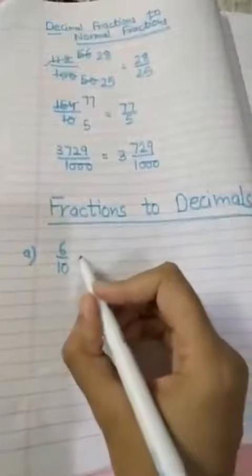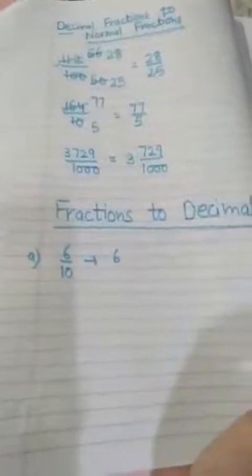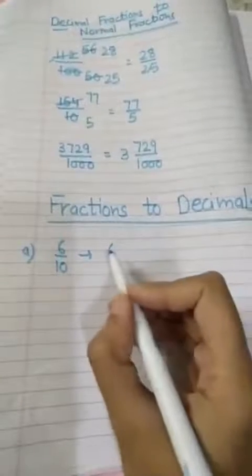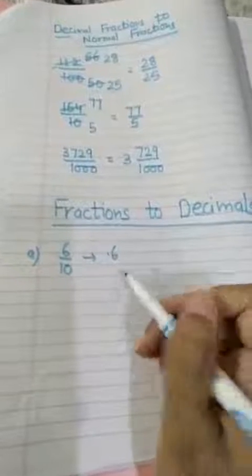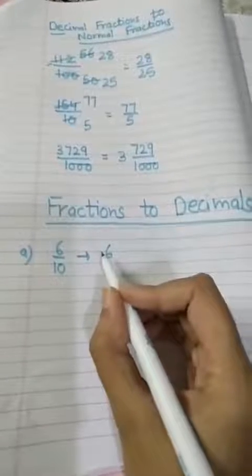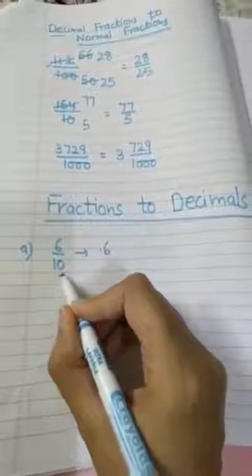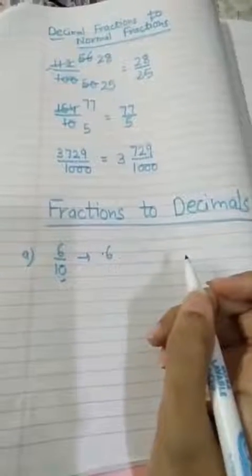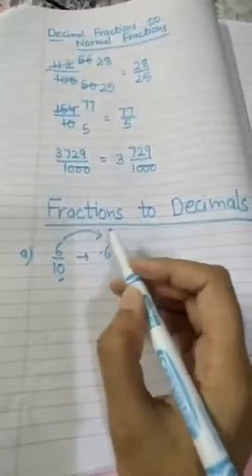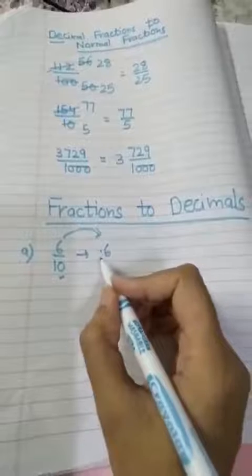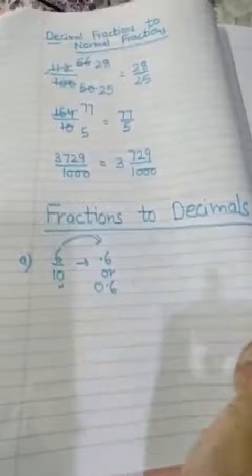First of all, we will write down 6, that is our numerator, as it is. Now we are going to place the decimal before this 6, to the left side, because we have only one 0 in the denominator. So when we have converted 6 by 10 into a decimal, it has come to be 0.6.